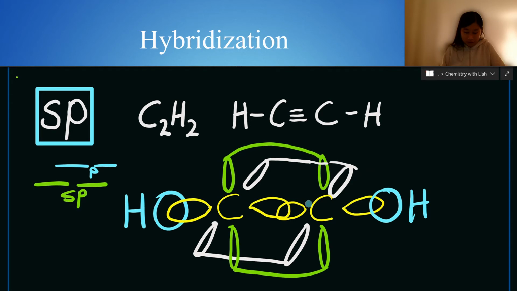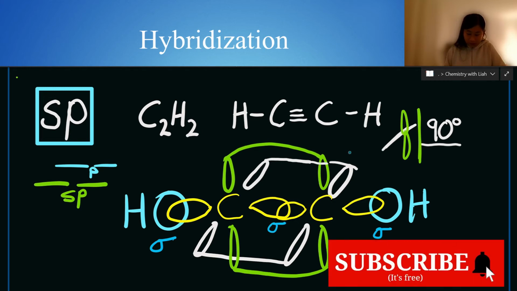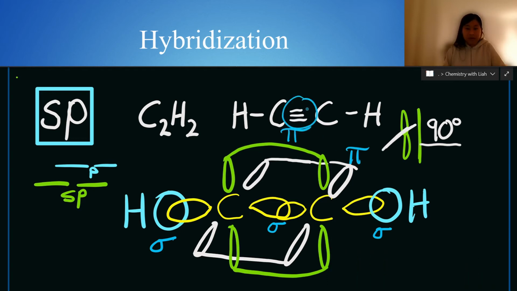Now, if it's not clear from this drawing, the p orbitals are perpendicular to one another. So you have the green ones going up and down, like this, and you have the white ones going at an angle to that, specifically 90 degrees, because that's perpendicular. And so we can go ahead and label these. The s and sp overlap between carbon and hydrogen is a sigma bond. And then we have the sigma bond between the two carbons in yellow. And we have pi bonds in white and green. And so a triple bond is made up of 1 sigma bond and 2 pi bonds.